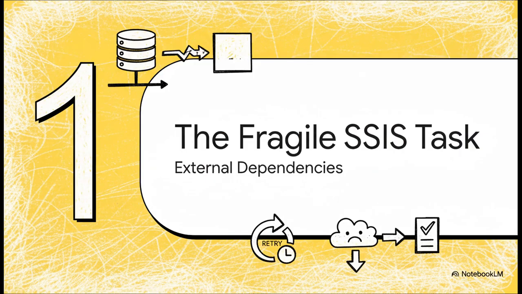You know, the heart of the problem really lies with what I call these fragile tasks. Just think about a simple file system task. Its job is easy, but it is 100% dependent on something outside of its control, a file sitting on a network share somewhere. If that file is delayed for any reason, a network blip, another process running long, the task fails. And by default, it takes the whole package down with it.